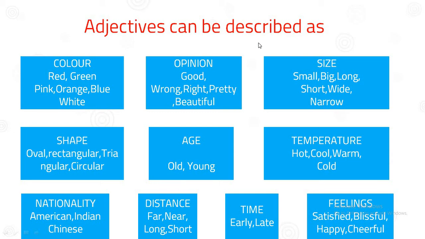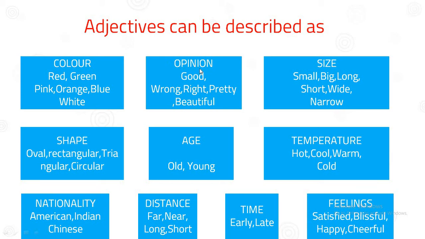Adjectives can be described in many ways. Adjectives can be described in many forms, in terms of color, like red pen, green grass, pink dress, orange butterfly, blue sky, white dress or white frog. Whenever we talk about a noun and describe it in terms of color, we are basically adding an adjective to it, an adjective in the form of color.